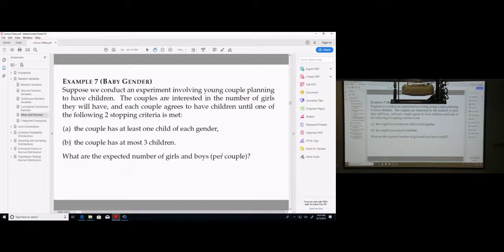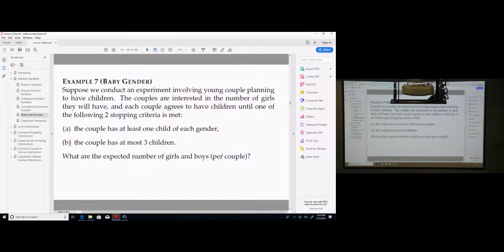So here, this is a little bit interesting. I've not encountered a couple like this. So your young couple are planning to have children. The couples are interested in the number of girls that they will have, and each couple agrees to have children until one of the following stopping rules is met.